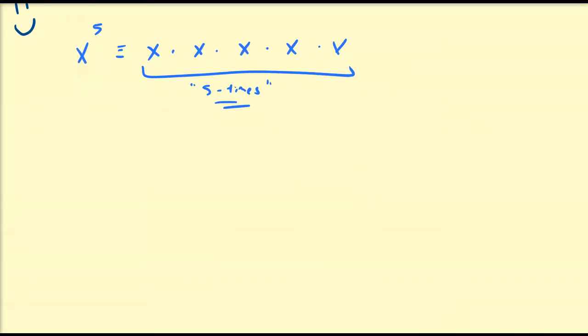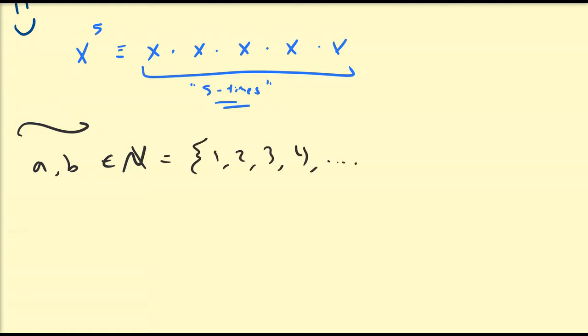Alright, so we're going to begin by deriving our first property for exponents, and that's what some people call the product to sum rule. Alright, so we're going to be letting a and b both be natural numbers. So I'm considering the numbers 1, 2, 3, 4, and so on.